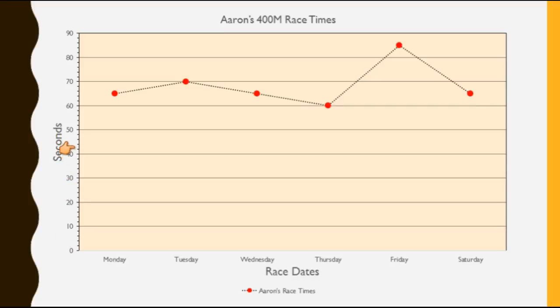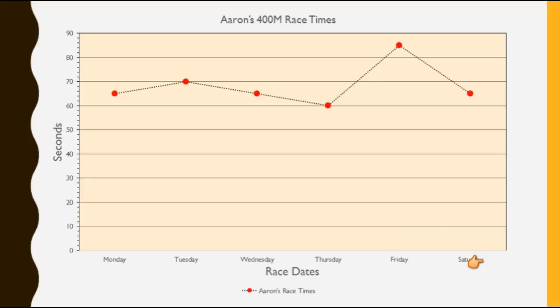So you see all these numbers and you're wondering, what do those numbers stand for? The increments are by 10: 10, 20, 30, 40. That's important to note. And then down along the bottom is the horizontal axis. Those are the race dates: Monday, Tuesday, Wednesday, Thursday, Friday, Saturday.